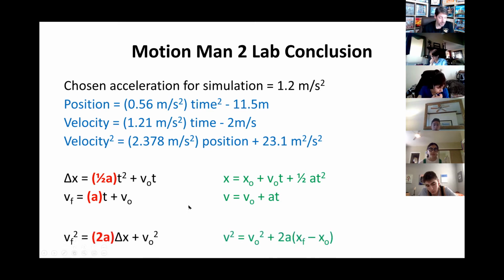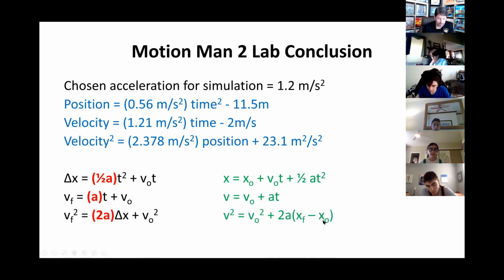The third kinematics equation we learned is over here in green, with the way College Board traditionally writes it. All I've done is, instead of writing xf minus xo, I've changed that to delta x, and I put the 2a delta x in front and the vo squared at the end. So just a couple simple algebra steps. But now you can see this is velocity squared, just like this model, versus position, just like this model. And the slope is twice the acceleration, which is about what they found.